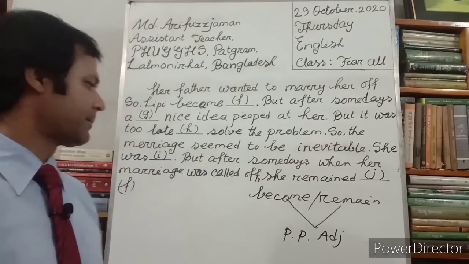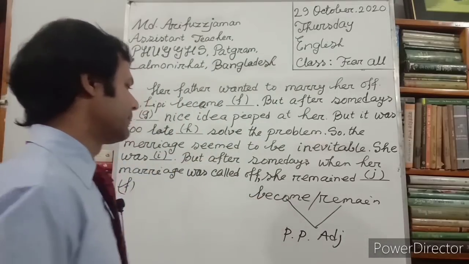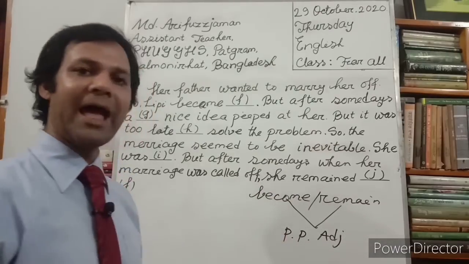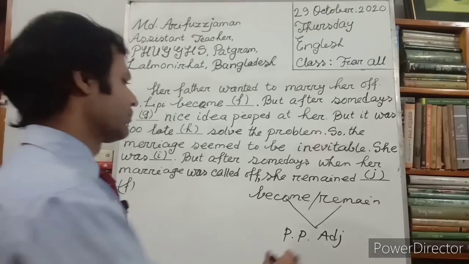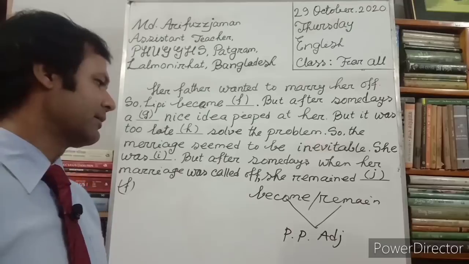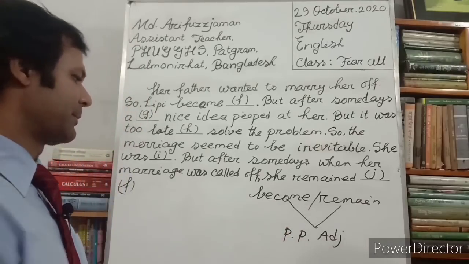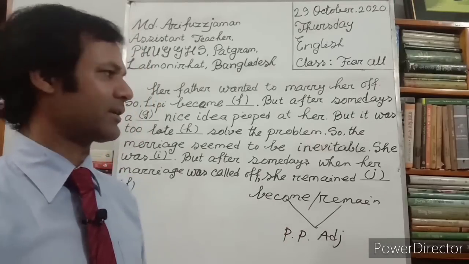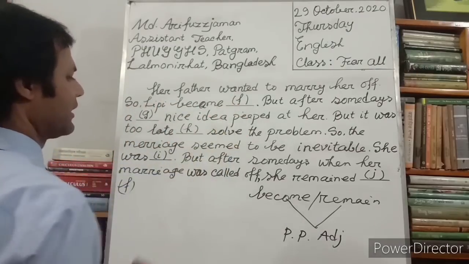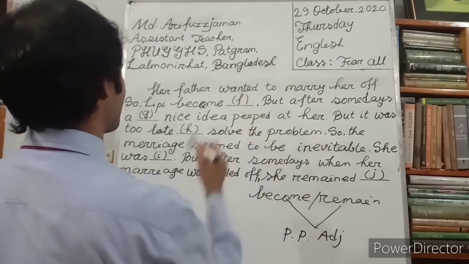I'm repeating it. After the verb be, become, always you have to write a past participle adjective. Also, after the verb remain, we have to write the same parts of speech. That means past participle adjective. So, Lipi become, we have to write here a past participle adjective word.